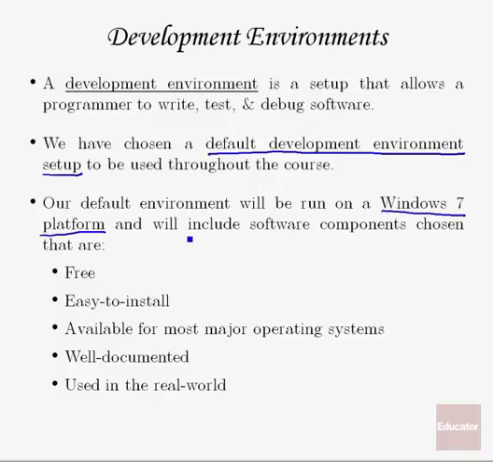Additionally, we're going to be including software components as part of our development environment that have a couple of key features. We're selecting components that are free so that all the students will be able to download them. We're picking things that are easy to install and configure. And additionally, we're picking software that's available for most major operating systems. So even though we're going to be walking through the setup of the development environment on a Windows 7 machine, all the software that we're going to be using, except for the text editor, is available for most operating systems.